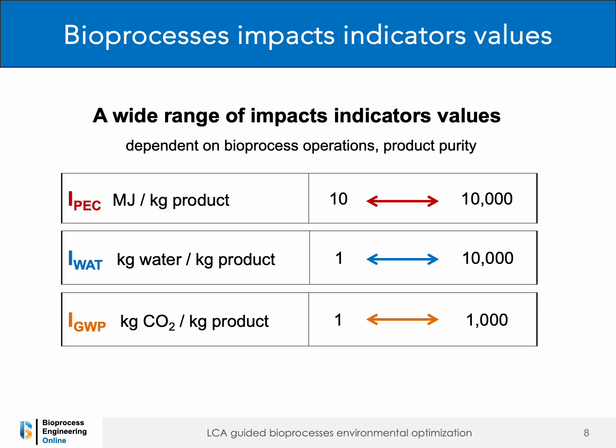Generally, bioprocess indicators tend to fall within the lower end of these ranges. However, certain products, such as therapeutic proteins, demand rigorous purification via chromatographic steps. These steps necessitate substantial quantities of buffers and purified water, resulting in very high impact indicator values.